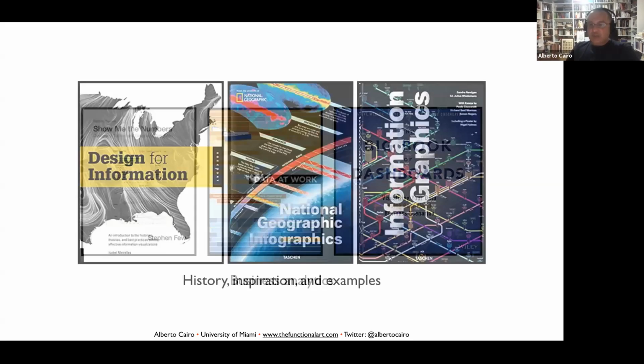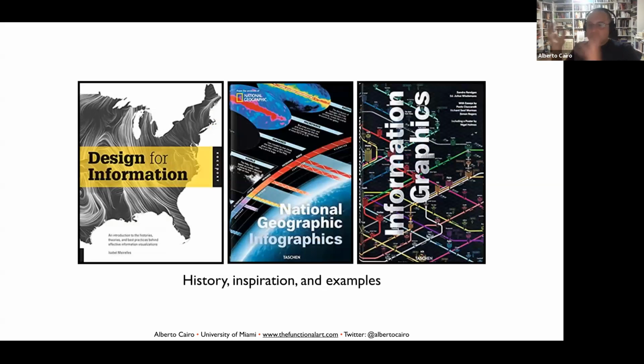Books for inspiration: when you run out of ideas, you can get one of these and just browse through them, and you will find tons of examples of great visualizations that you can borrow from.